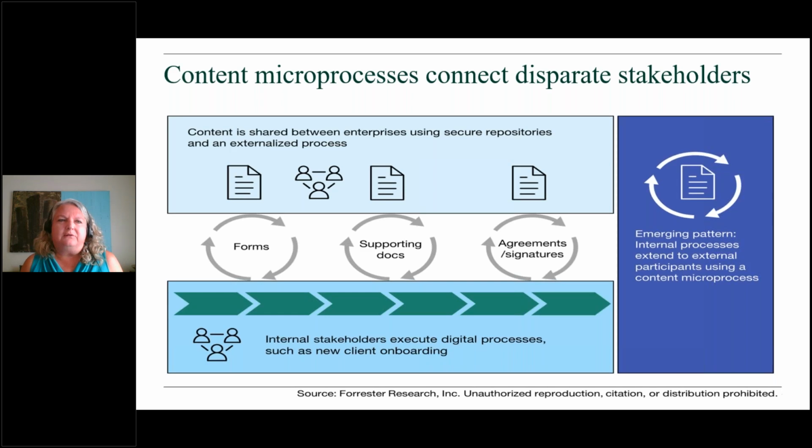And so when we think about this idea of reaching out to our external parties, whether they're customers, suppliers, et cetera, we need to request forms. So we may bring that in, digitize the information. We may request supporting documentation, proof of identity. And then ultimately, when we conclude that claim or that contract, whatever it might be, we want to ask them for that digital signature. So think of these moments as we cross from business to business or business to customer as these content microprocesses.